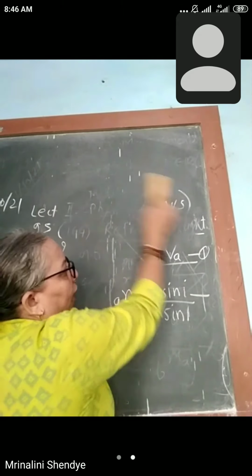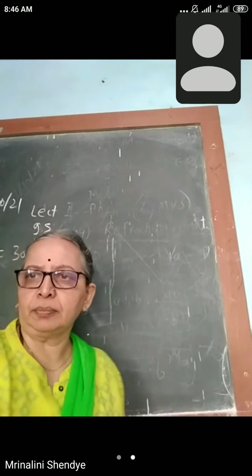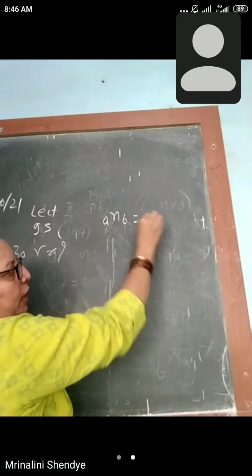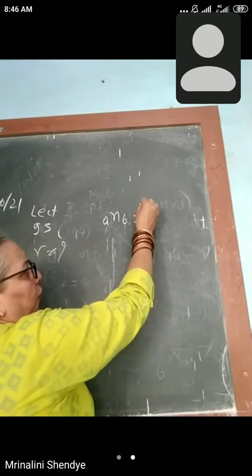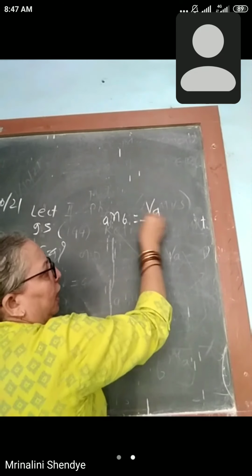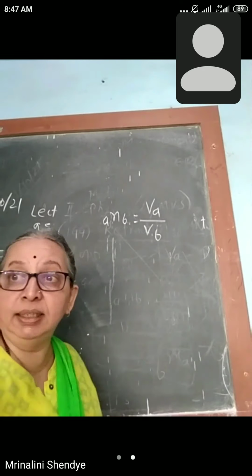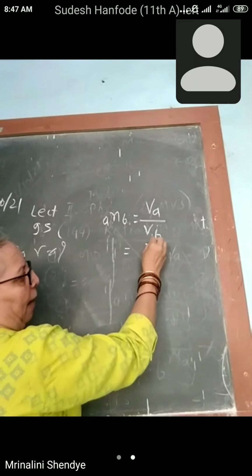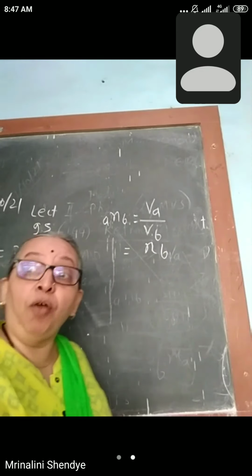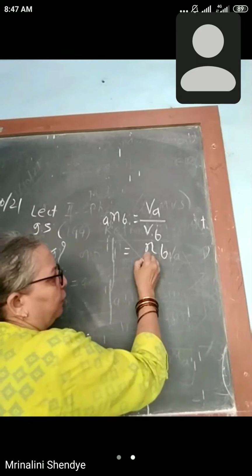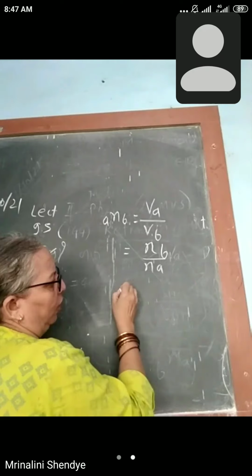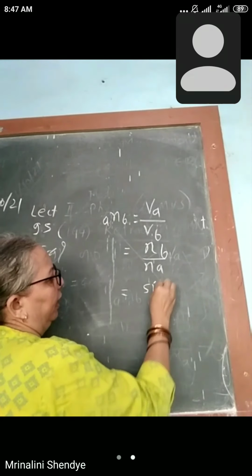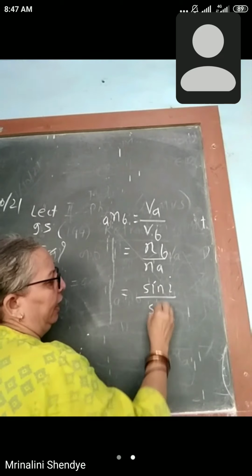रिलेटिव रिफ्रैक्टिव इंडेक्स of second medium with respect to first medium is velocity in first medium upon velocity in second medium. Second formula, absolute refractive index of second medium upon absolute refractive index of first medium. Third formula, sin I divided by sin R.